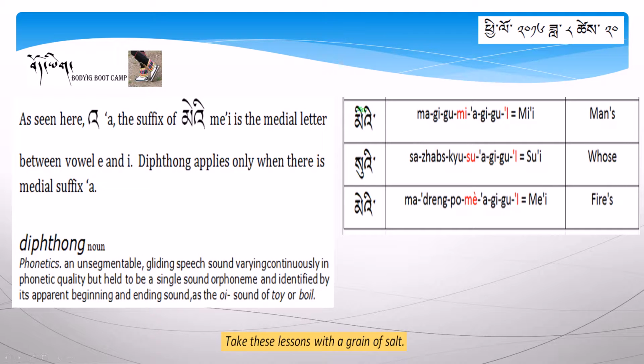Makigu ma, makigu mi, akigu I, mi. Sashabju su, akigu I, su. Madengbo me, akigu I, me. So basically it's showing the apostrophe s or the off, like you can say. So in this example, like you could say the heat of fire, right? The heat of fire, or you could say fire's heat, right? So that's the same thing, apostrophe s. So that's what this is all about.